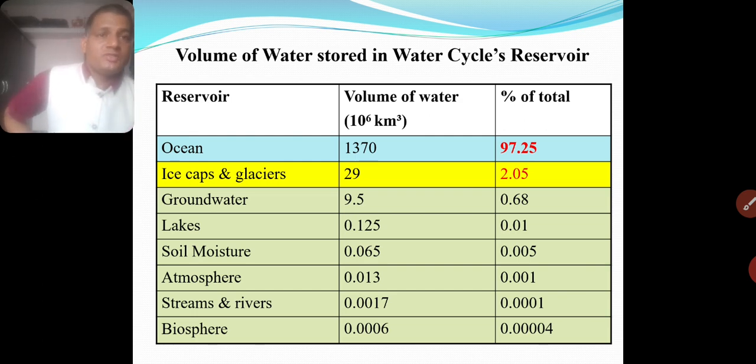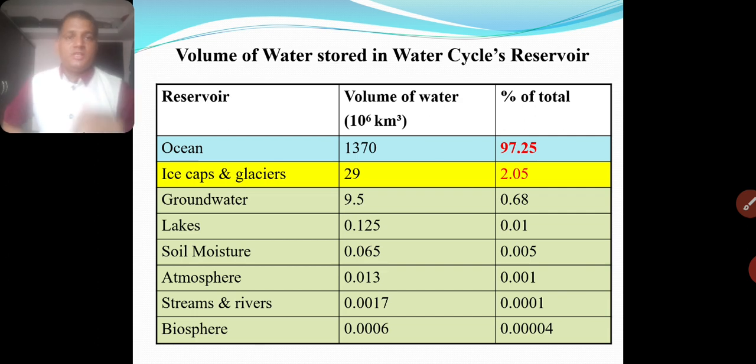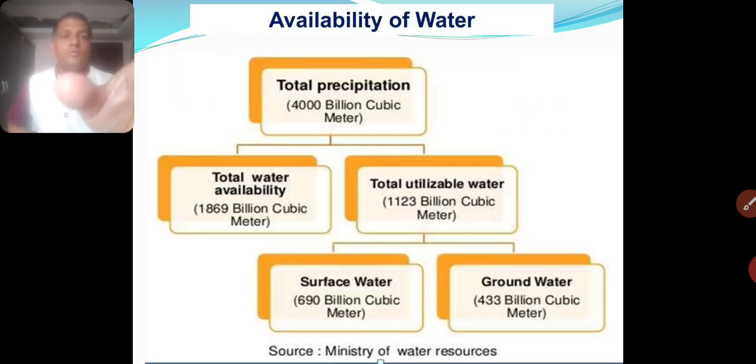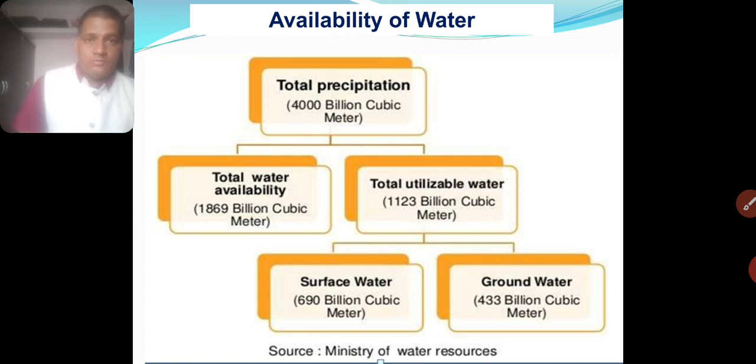If you look at the water stored in the water cycle reservoirs, of course you will find that 97.25% of water is occupied by oceanic water. Second, 2.5% is in the form of ice caps, and the rest, nearly 0.8 to 0.9%, is in the form of groundwater, lake water, soil moisture, atmosphere, streams and biosphere. So this is the volume of water stored in the global water cycle. This is the picture.